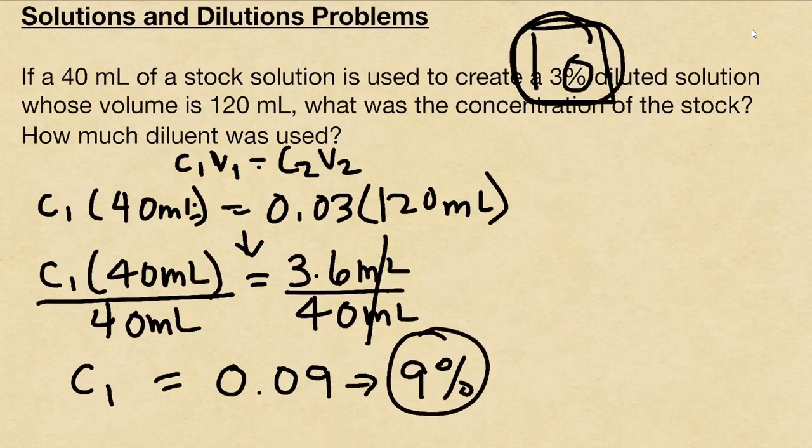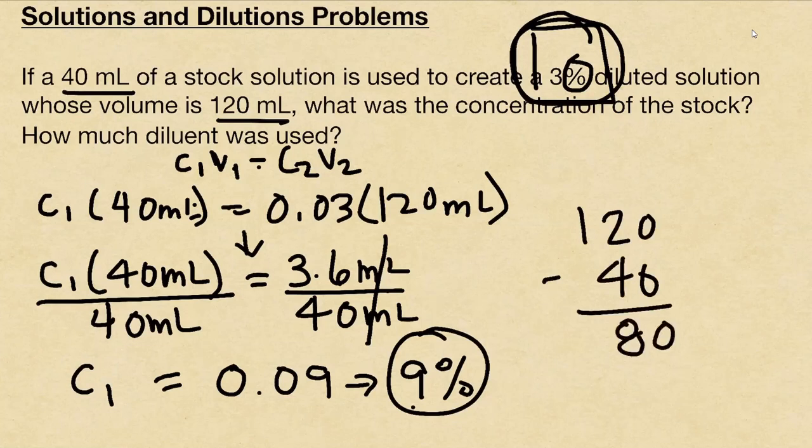And if they went further and asked you how much of that stock solution did you add, that would be easy enough, you could just go ahead and subtract the 40 from the 120. And that would be the difference in that concentration. But if they're asking you for the percentage, it would be 9%. So how much diluent was used? 120 minus that 40 gives you 80 mLs of diluent. Just like so. All right, let's try another one.